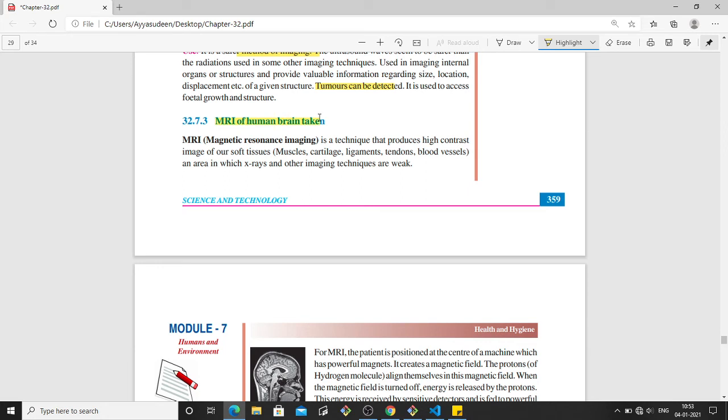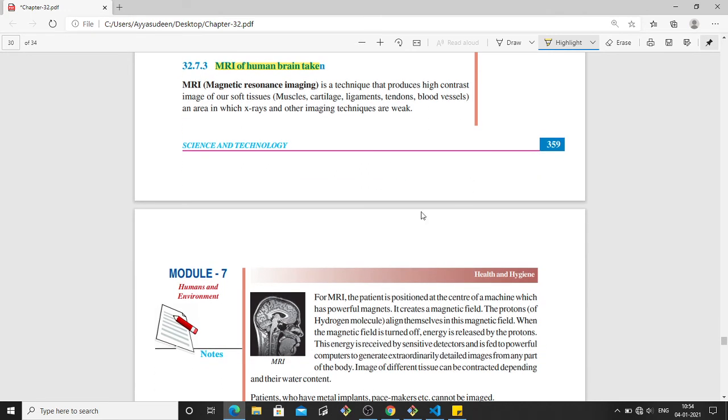The next one is MRI. MRI is magnetic resonance imaging. It produces high contrast images of soft tissue. X-rays and other imaging techniques are weak; you cannot produce the image of the soft tissues inside our body, like muscles, cartilage, ligaments, and blood vessels. But through MRI, we can make the image of our soft tissues.